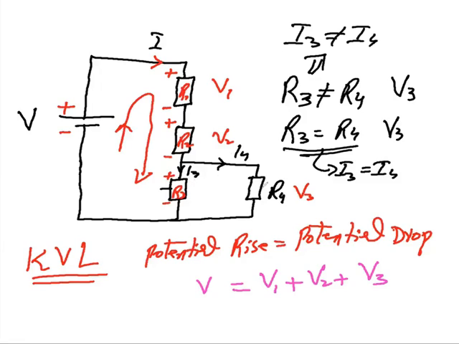So what is this law? KVL tells us that the potential rise is equal to the potential drop. This is the statement of KVL. So your potential rise is V, which will be equal to V1 plus V2 plus V3. So this is too simple. Okay, and we also have KVL.